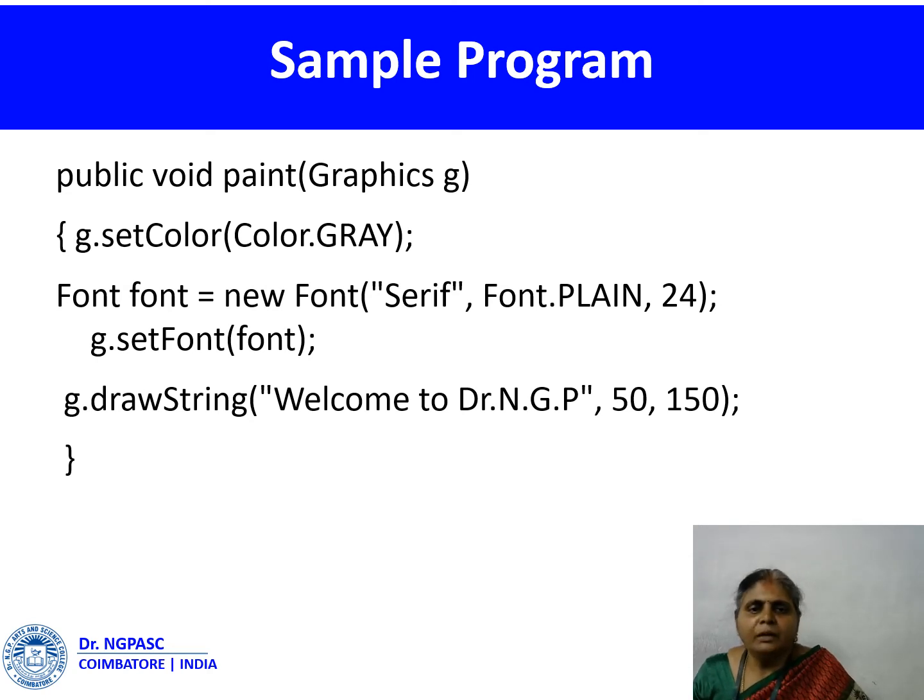Then we can make use of the drawString method to draw a particular title on the screen. Here the title is going to be Welcome to Dr. NGP, and the location where this title is going to be drawn is 50, 150. That means X value 50 and Y value 150. This is the location where we are going to have the output, Welcome to Dr. NGP, where the font is going to be a serif font of size 24, and the font color is going to be gray, as specified by you with the help of the setColor method and the setFont method.